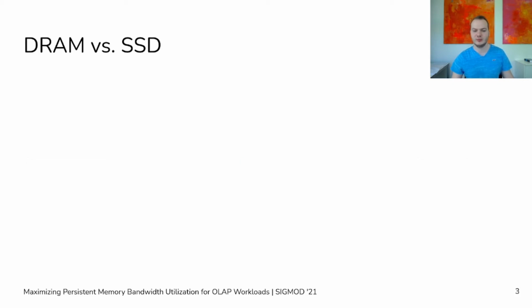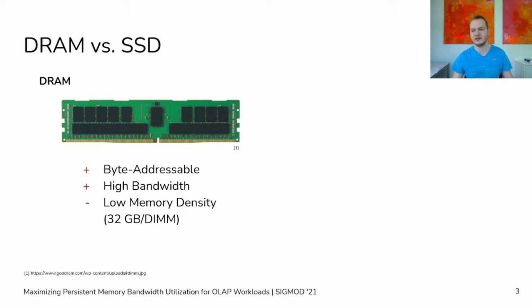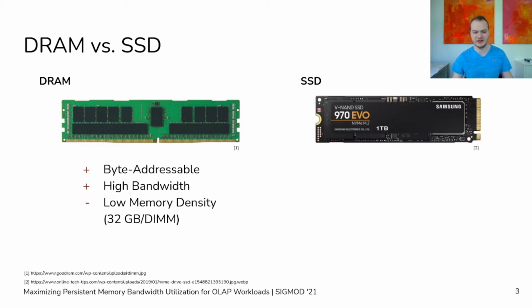Before coming to PMem, we'll first have a look at traditional storage technologies, DRAM and SSD. First, let's have a look at DRAM. The advantages of DRAM are its byte addressability and the high bandwidth it provides. However, the major disadvantage of DRAM is its low memory density. On the other hand, we have SSDs. Its advantages are that it's persistent and provides a high memory density. The disadvantage, on the other hand, is the low bandwidth.